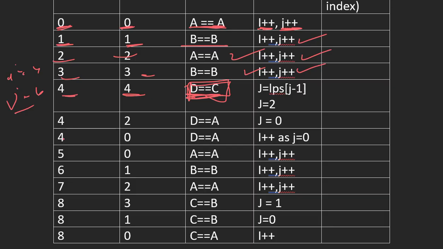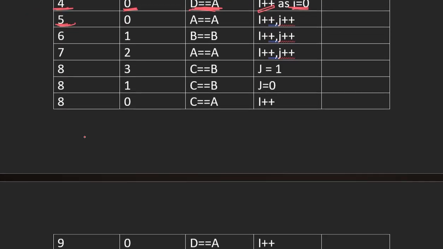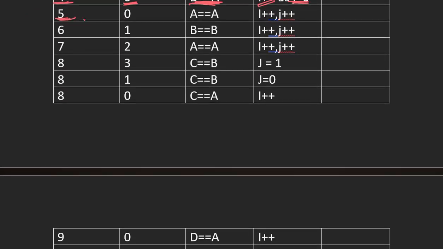Now see, again our I is 4 and J is 0. So again D is not equal to A. So in that case, as J is equal to 0, we just increment I, right? And we'll start checking from the next pointer, that is 5. I is equal to 5. So at I is equal to 5 and J is equal to 0, again A is equal to A, matched. Then we move to the next pointers, B is equal to B matched, move to the next pointers, A again matched.